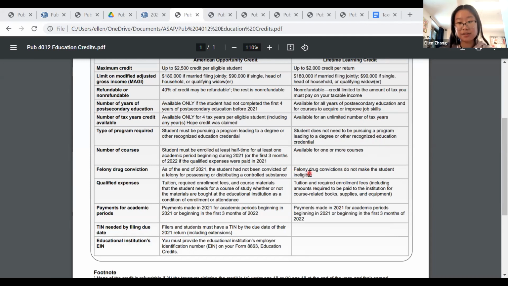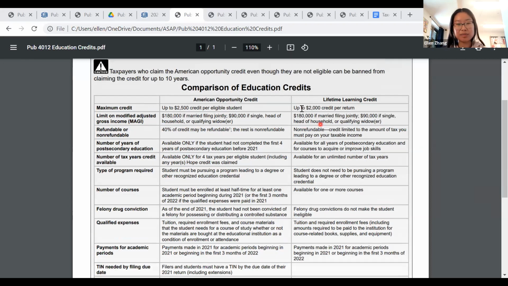You can have a felony drug conviction and still take this credit. So this credit does not care if you have a felony drug conviction or not. And the Lifetime Learning Credit has the same qualified expenses as the American Opportunity Credit. Now that we've talked about the two, let's dive a little deeper into the qualified expenses.